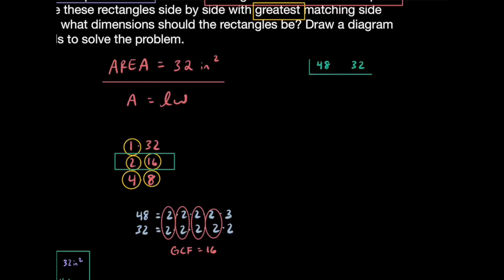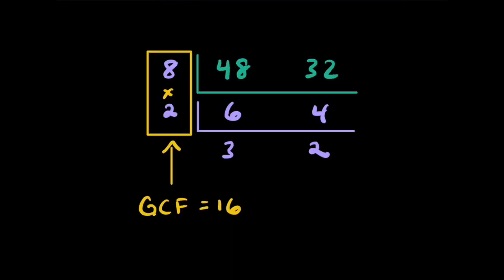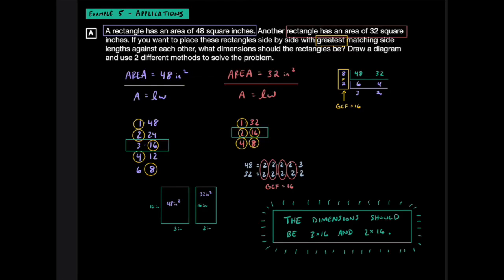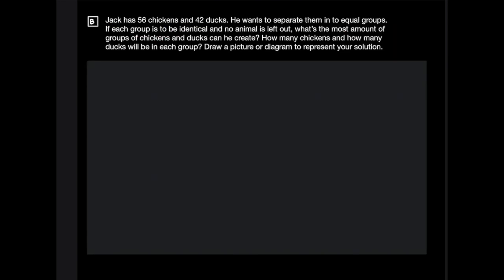Finally, let me show you one more time how to find the GCF using the ladder or the cake method. No matter which method you use, you can see how the greatest common factor is 16 here. In conclusion, the dimensions for these rectangles should be 3x16 and 2x16. We've drawn the diagram, and we've also used two different methods to solve it. Now it's time to see how much information you've retained during this lesson.